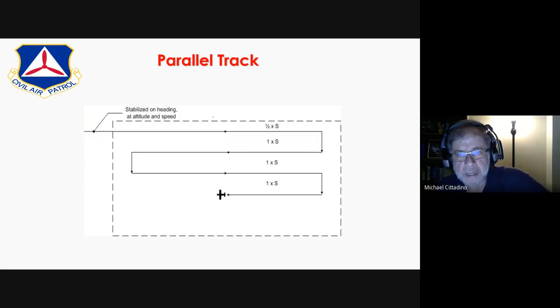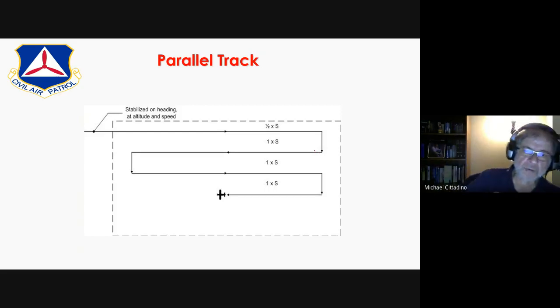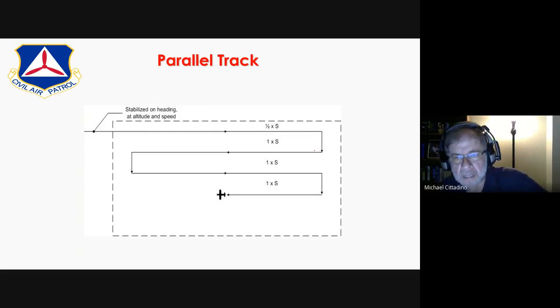Typically, we'll fly this on a 7.5 by 7.5 grid. There may be aircraft in the adjacent grids, or there may not, depending. If there's not an aircraft in the adjacent grids, typically this pattern goes to the end of the grid, and the pilot will turn around for the next leg outside of the grid. That gives both the scanner and the observer, who are doing the looking, a little bit of time to rest their eyes while the pilot is turning around to the next leg. If there is an aircraft in the adjacent grid, then we will turn around within this grid.